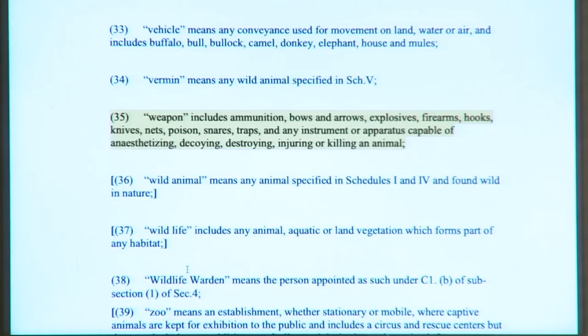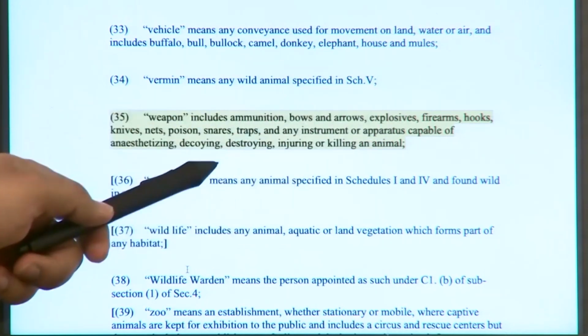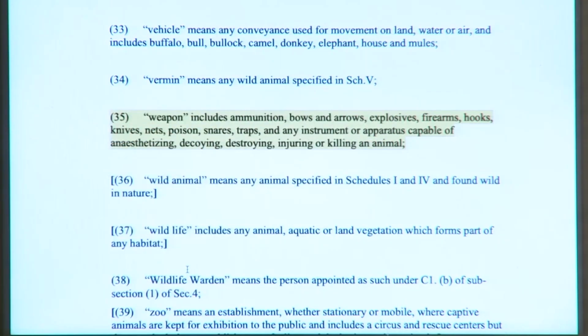Now, suppose somebody has entered into a wildlife area or a protected area with a vehicle. Can a vehicle be called a weapon? So, here the law would ask whether the vehicle comes under this definition. Is a vehicle capable of injuring or killing an animal? If you bump your vehicle against an animal, will the animal get injured? If the answer is yes, then your vehicle is a weapon.